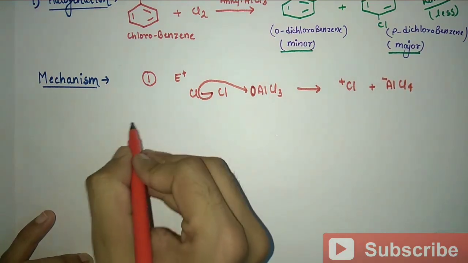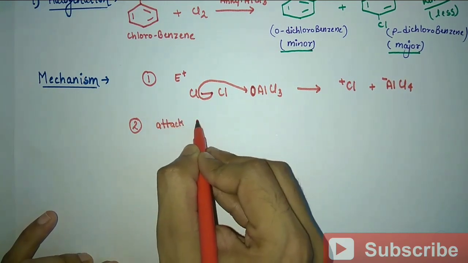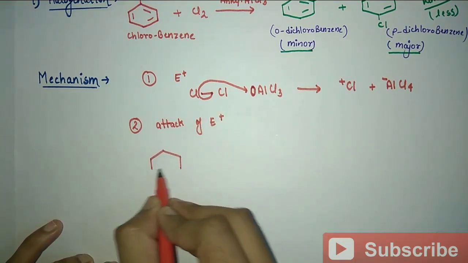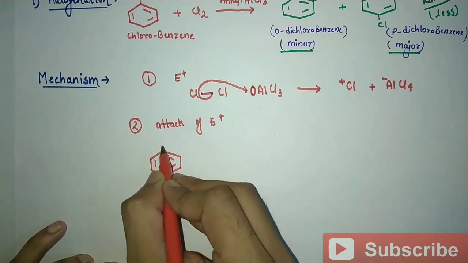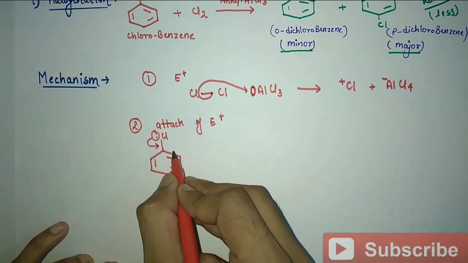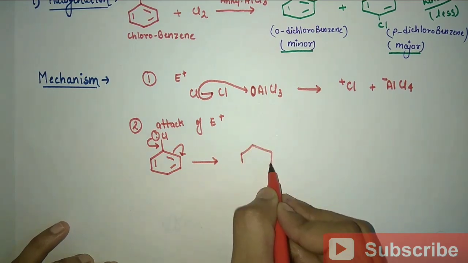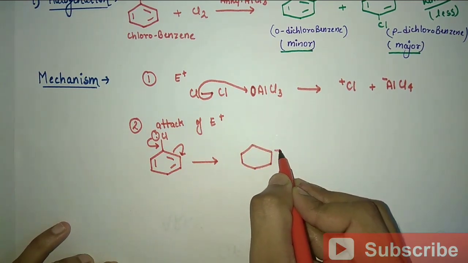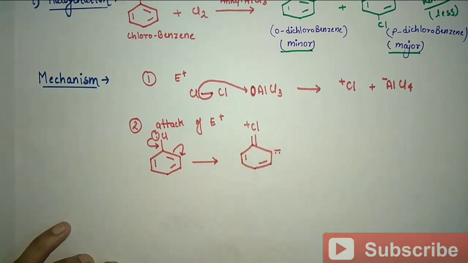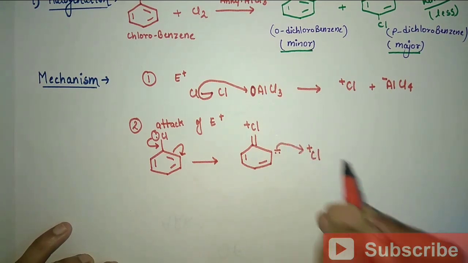So the second step is the attack of the electrophile. So this is our chlorobenzene. This lone pair of electrons goes to this and this goes to this. And here comes the negative charge on this carbon, that is at ortho. Now the electrophile, that is Cl positive, attacks this negatively charged carbon atom.